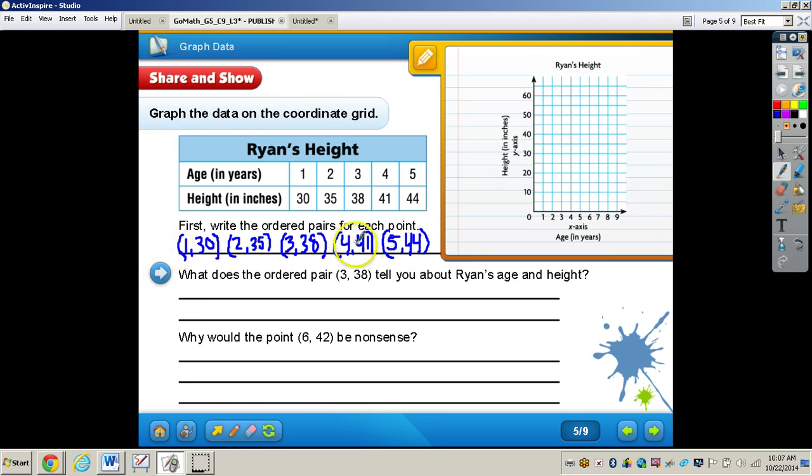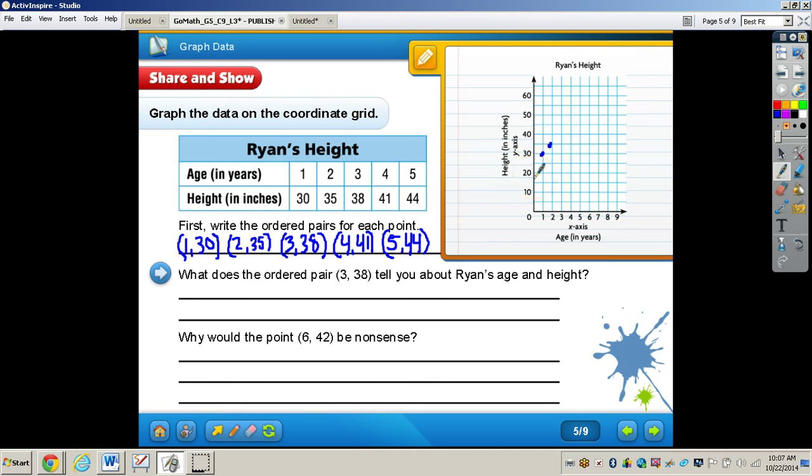Now we're going to plot each point on the coordinate grid. So we have 1 and 30. So we go over 1 on the x-axis and go up 30 on the y. 2, 35, we go 2 units on the x-axis and then up to 35. We know that's 35 because they're increments of 10, and right in the middle of 10 is a 5 there.